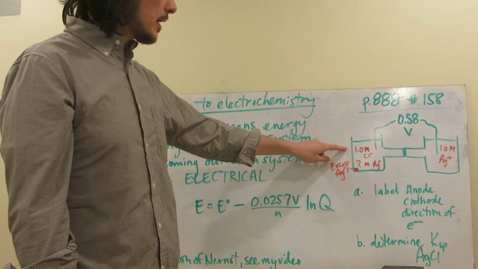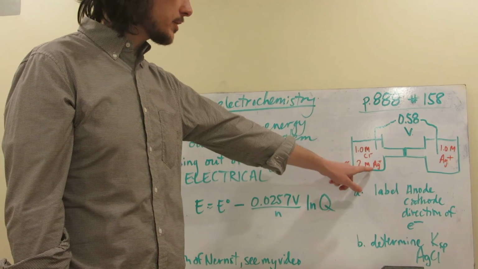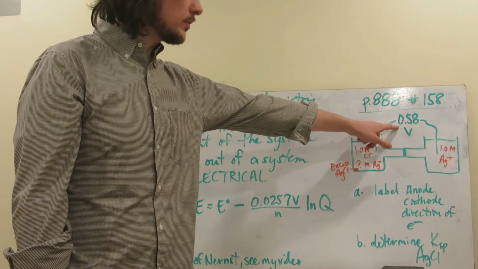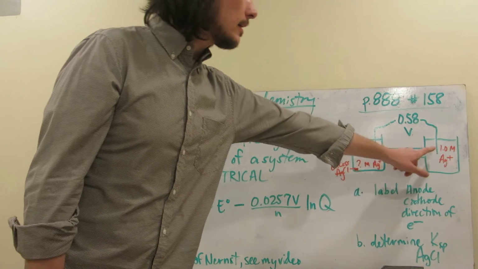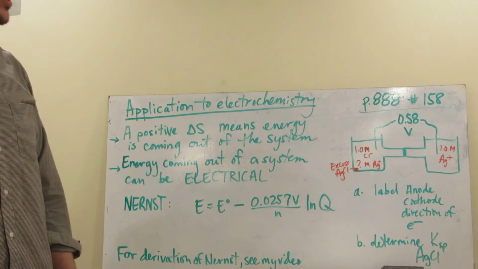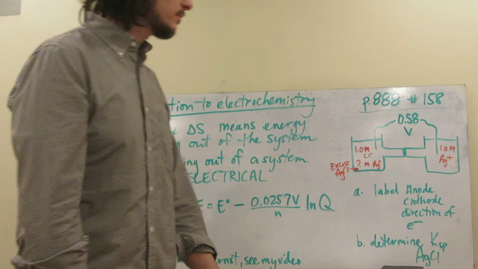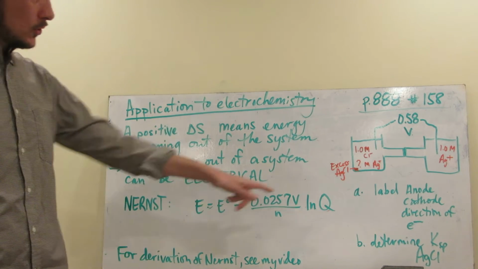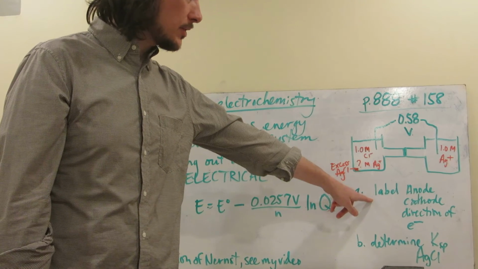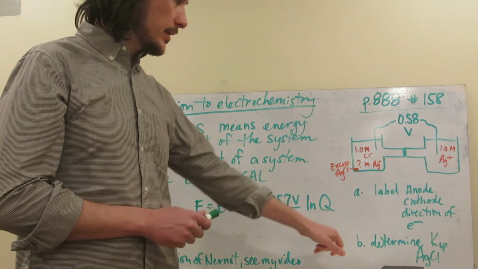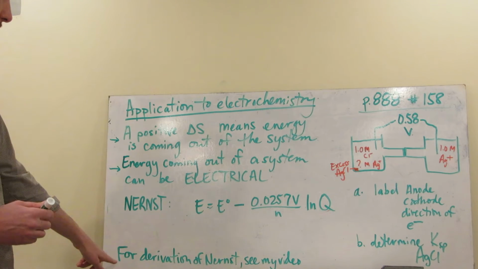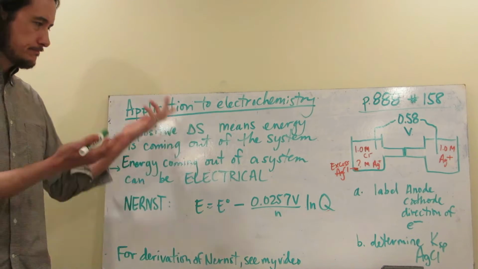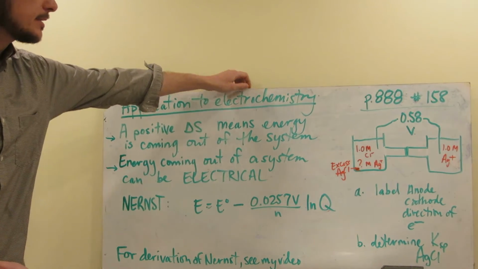So we have 1 molar chloride here, and the question is, what is the concentration of Ag plus if the voltage is 0.58 and it's 1 molar silver over there? It's probably silver nitrate, but we don't really worry about the nitrate in this situation. For the question, they ask you to label the anode, the cathode, the direction of the electron flow, and then to determine KSP. By the way, if you want to see a derivation of Nernst, see my video, made that last year, I guess.